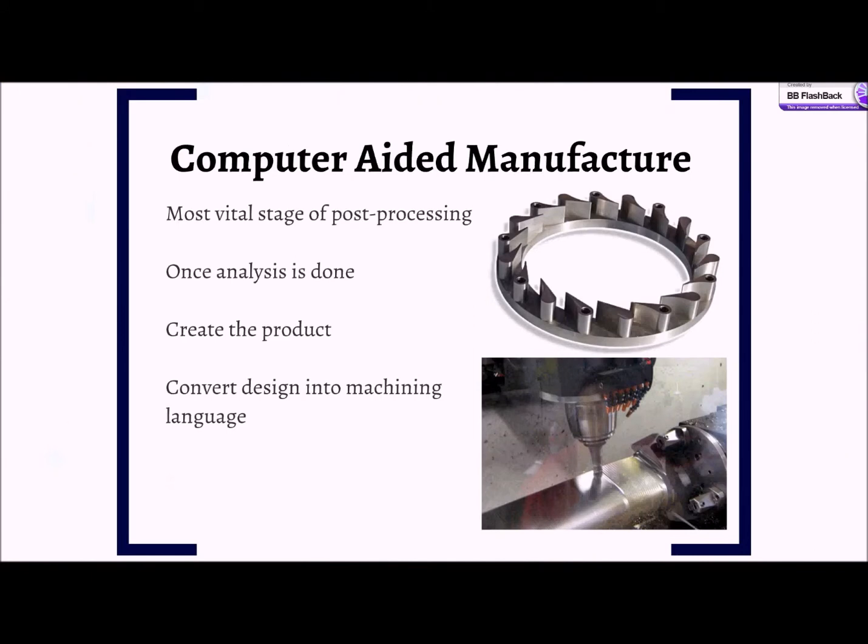Computer-aided manufacture, the most vital stage of post-processing. Once you've designed, analysed, rendered, and are content, it's time to create the product. To do this, we need to use one of the many pieces of software which automatically converts designs into G-code, the language of CNC machines.